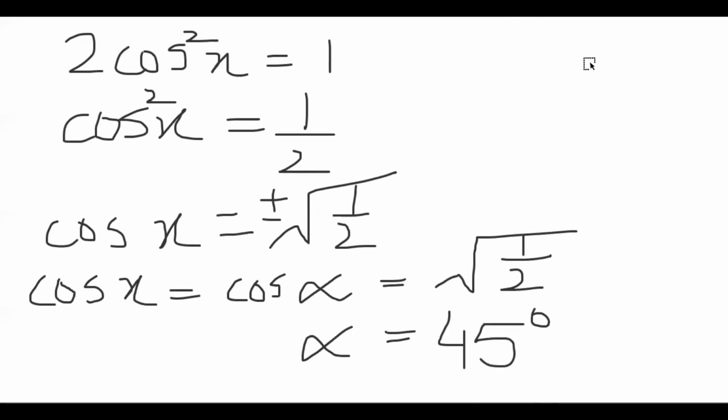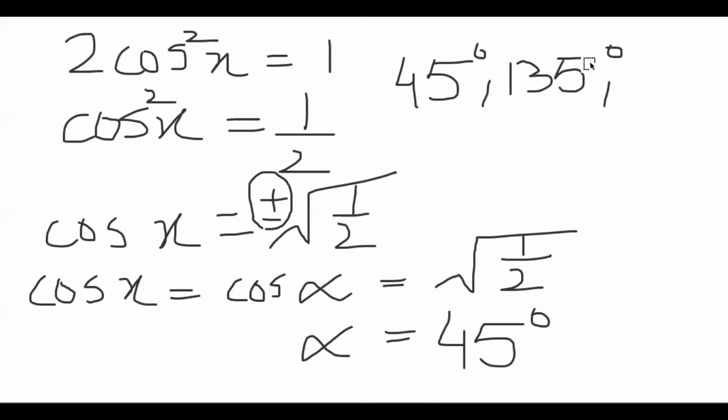If I try to draw the alpha in all the four quadrants, why am I considering all the four quadrants? Because there's a plus and a minus both over here. So that's why if I draw the alpha in all the four quadrants, the theta will be as follows: 45 degrees, 135 degrees in the second quadrant, 225 degrees in the third quadrant, and 315 in the last quadrant. So my range was from 0 to 360 degrees, and I have these four values for this equation, and these are the values of x.